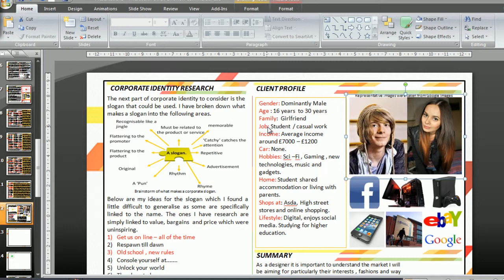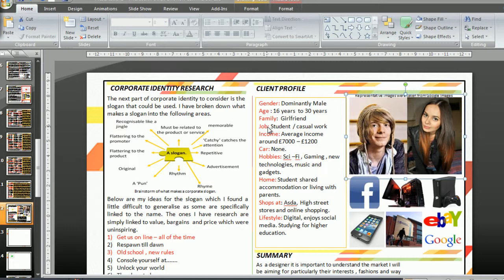Obviously the home life we need to look at, and where they usually shop, what competitors they would go to, and lifestyle. Now this is important because people only have a set amount of money, and how they spend the money is really where marketing comes into it, to try and persuade them to spend the money in this area. So there are different ways you can go about finding a client profile.